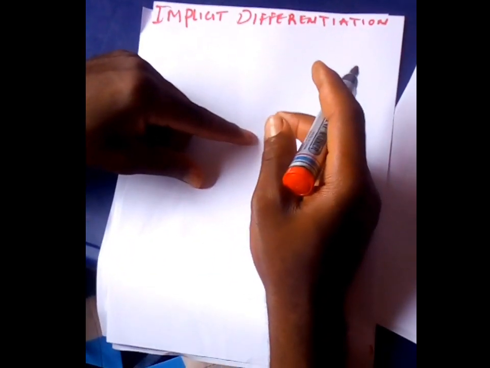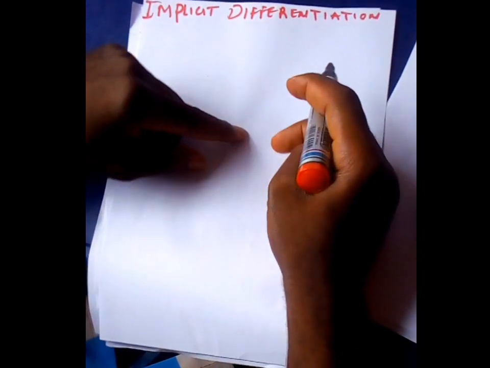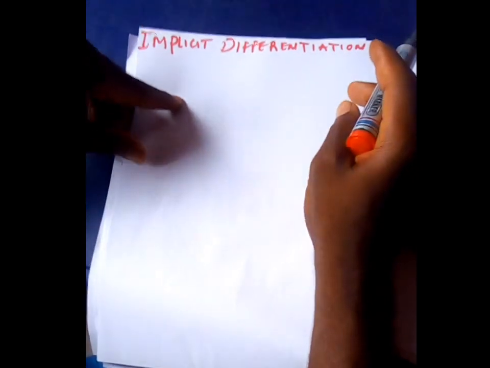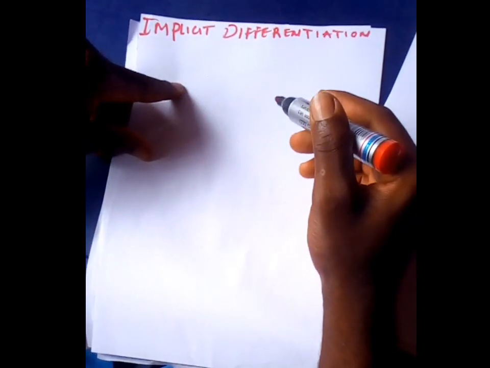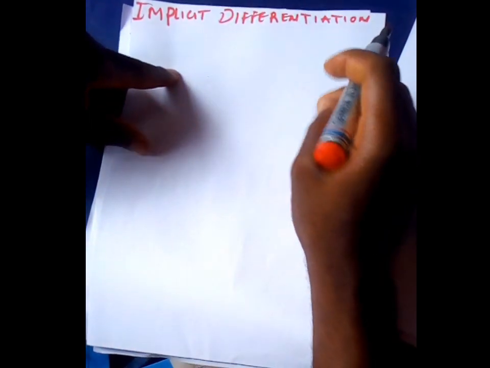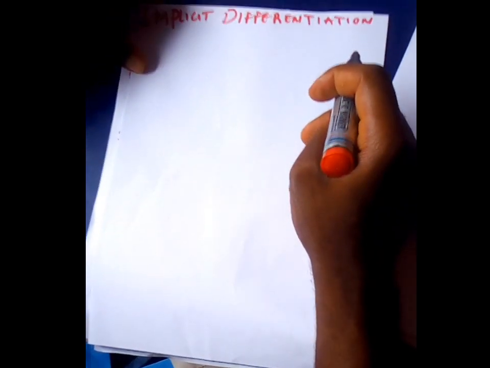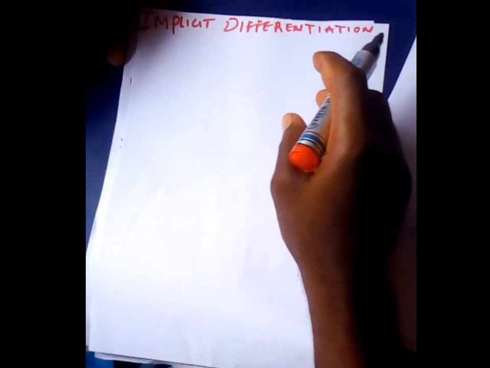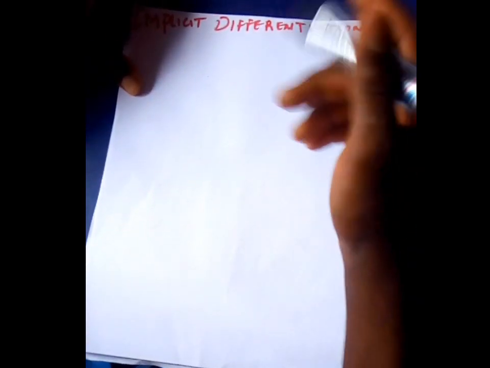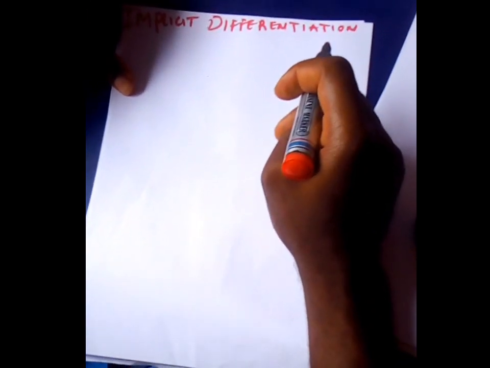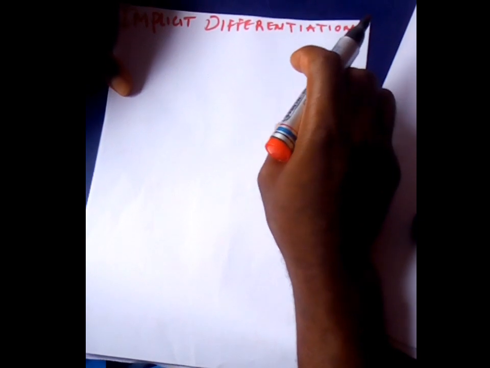Today we will be treating implicit differentiation. Implicit differentiation as a concept has to do with finding the derivative of a particular function, and to obtain that derivative there are some guidelines, some rules to adhere to before finding that derivative of that function.